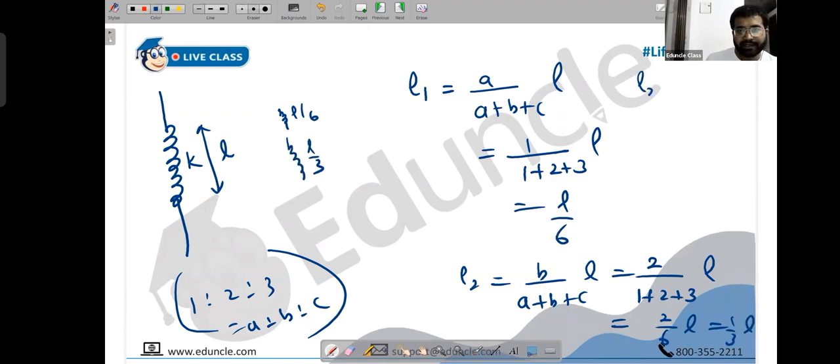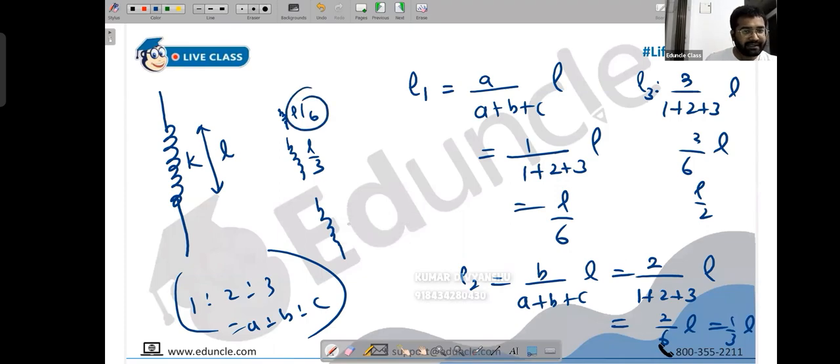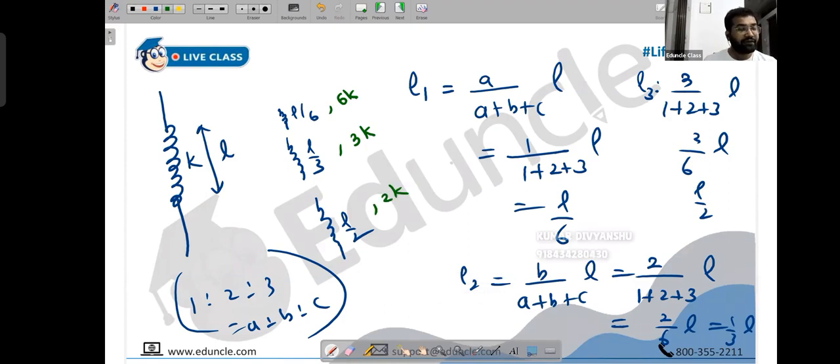And the third length that we have would be 3 upon 1 plus 2 plus 3 times L, which is 3 by 6 times L, and that is L by 2, which is triple, basically, of the initial length. The length here is L by 2. Okay. So what will be the value of K here? 6K. Here the value of K would be 3K, and here the value of K would be 2K. Have you understood this? Tell me if not. All the 13 of you are right now.